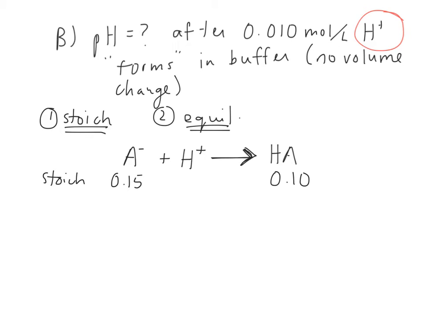So again, not an ice table, this is stoic. I am adding in 0.010 moles per liter of proton, okay? It's going to have a stoichiometric reaction with the base. So this is stoic. They're in a 1-to-1 ratio. So this proton is limiting, so that's going to be used up. 0.010 moles per liter of proton is going to use up 0.010 moles per liter of your acetate.